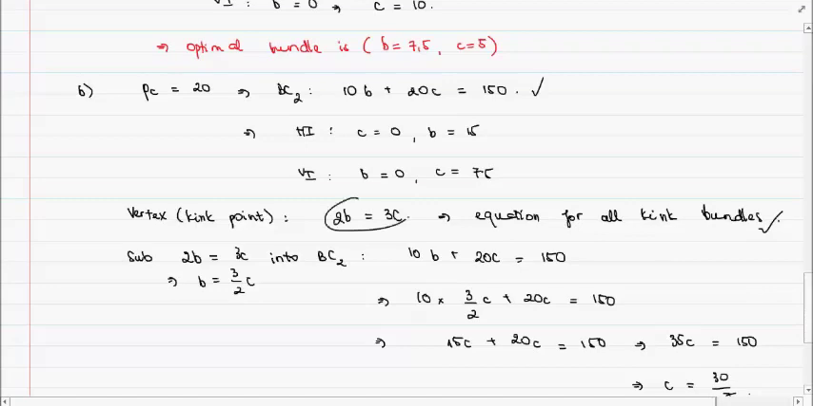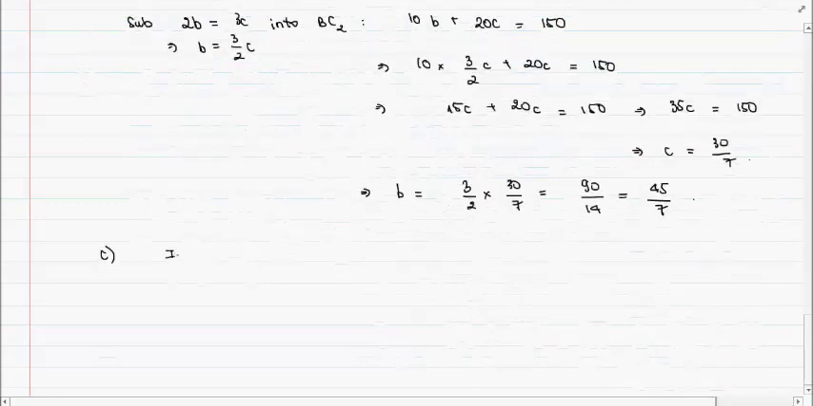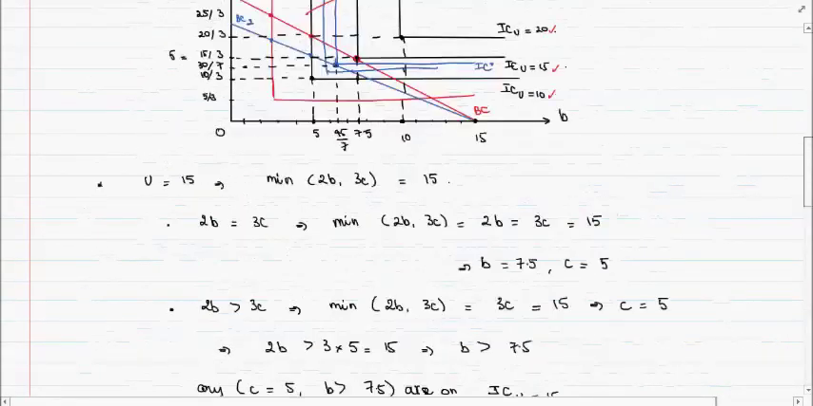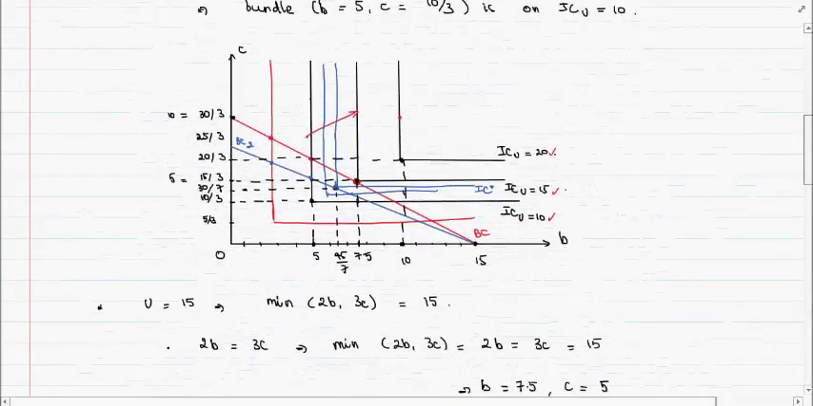Okay, so this is the equation for all the optimal bundles, because we know that the optimal bundle has to be the vertex point, or the kink bundles. So as income increases or varies, any point along this line is going to be optimal. Therefore the income expansion path in this case is just going to be the equation where 2b equals 3c, and that is the line connecting all the vertex points in our diagram.